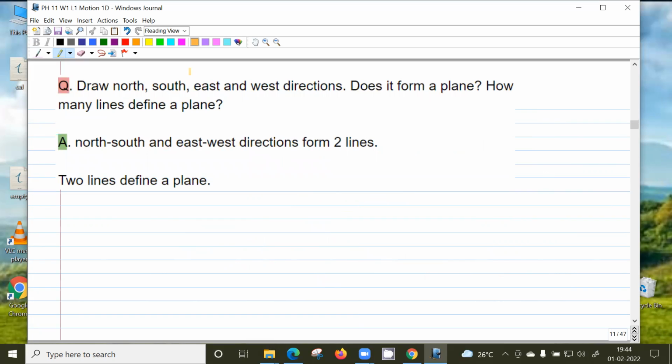So this is a simple question. Usually the north direction is represented by the upward direction. This is north, and what is this direction? East. This is west on the left side, and downward it is south. To define a plane, we need two lines, so these directions will fix the plane. Right now the plane is the plane of the paper.